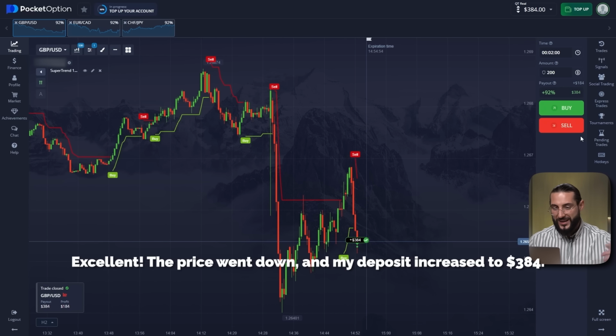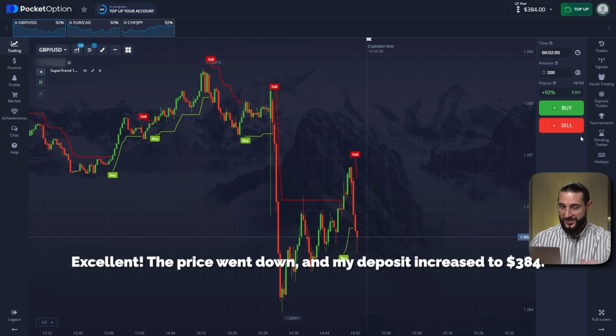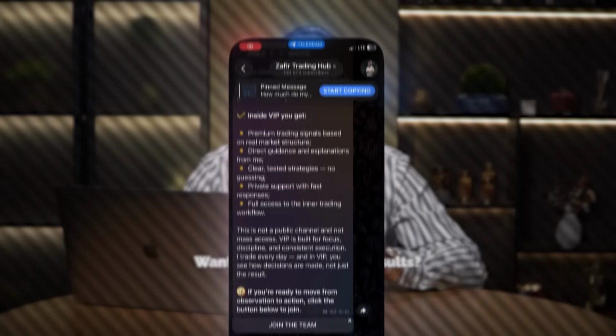Excellent! The price went down and my deposit increased to $384.